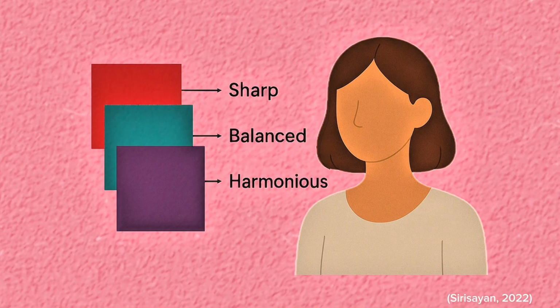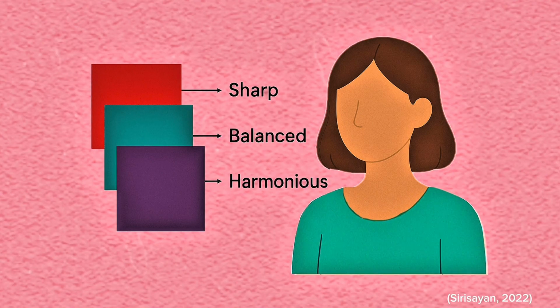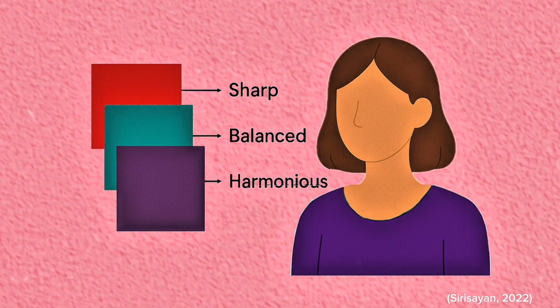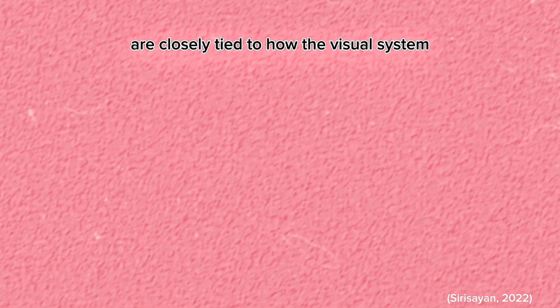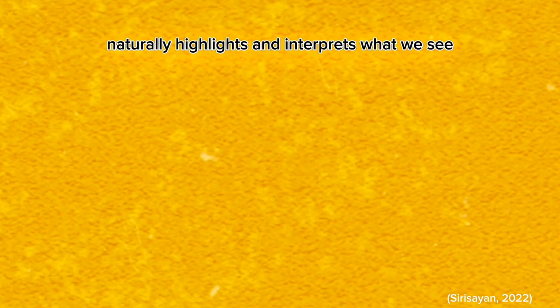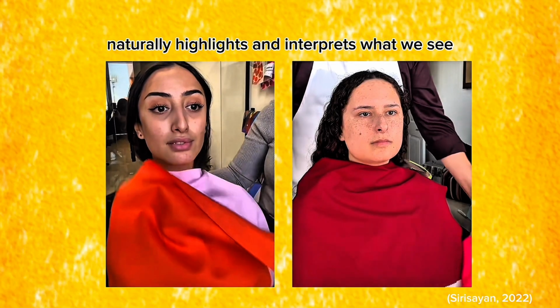This continuous decoding is what allows us to judge whether a color feels sharp, balanced, or harmonious on a person's features. That is why adjustments in color analysis, like changing contrast or exposure, are closely tied to how the visual system naturally highlights and interprets what we see.